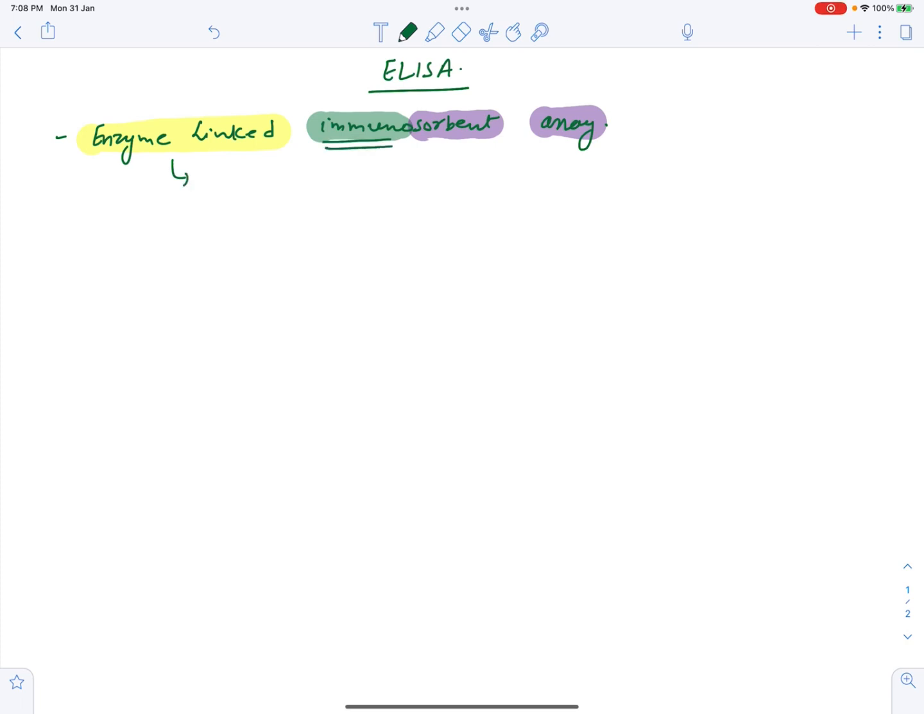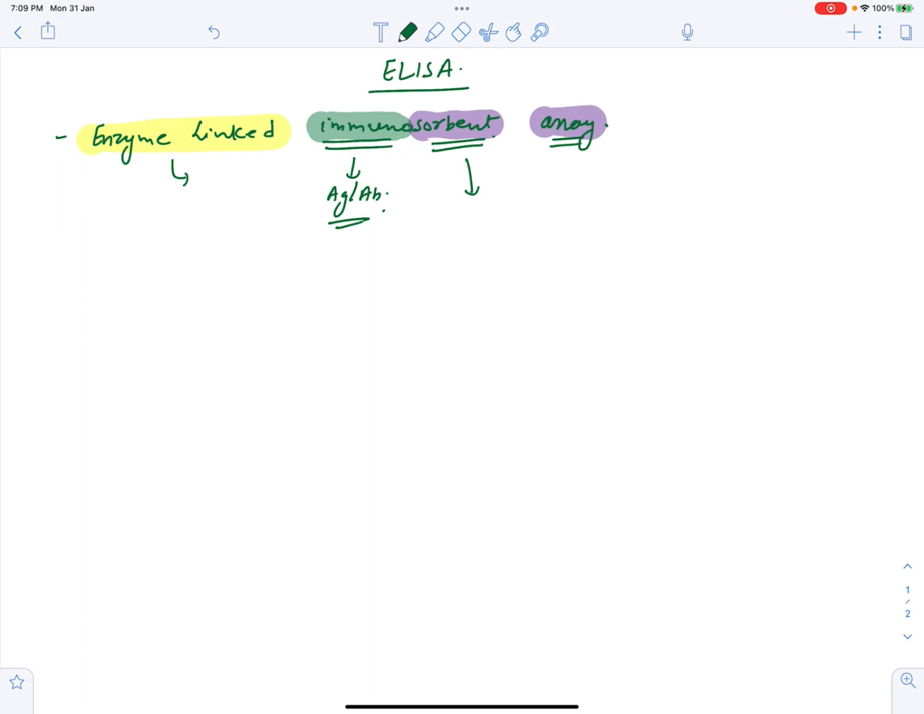Wherever the word immuno comes, it means it has to deal with either antigen or antibody. Sorbent means either antigen or antibody is adsorbed onto a solid surface. In ELISA, we use a 96 well ELISA plate. Those plates are adsorbed with either antigen or antibody, and assay means any technique. So the name itself defines what is ELISA.